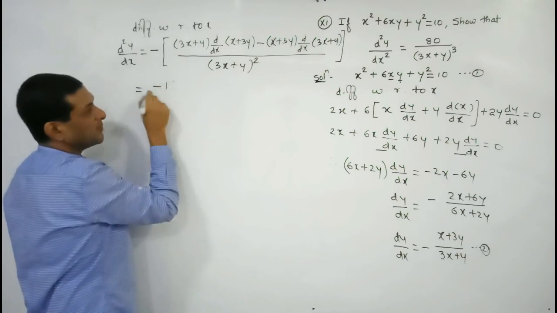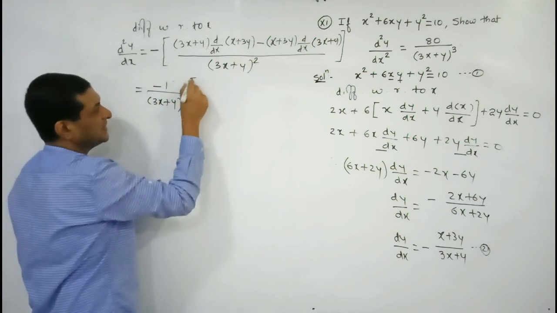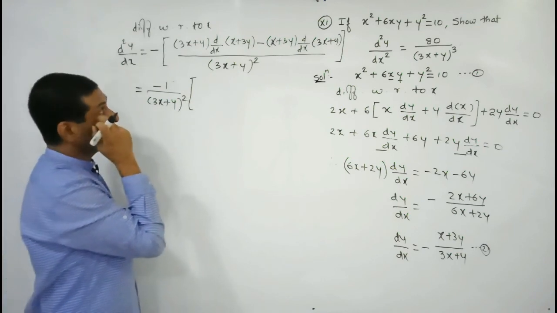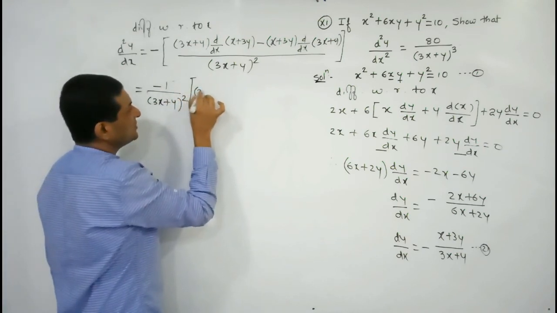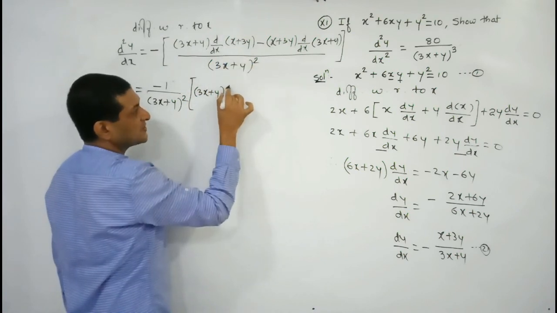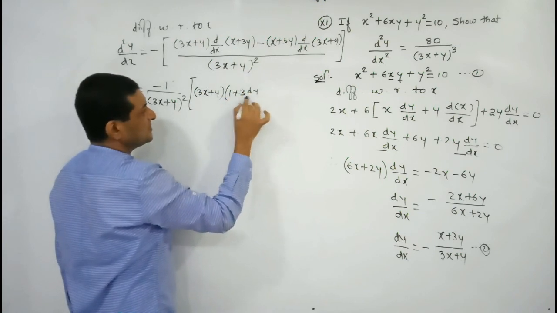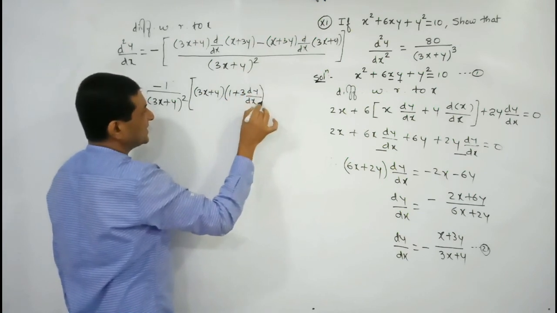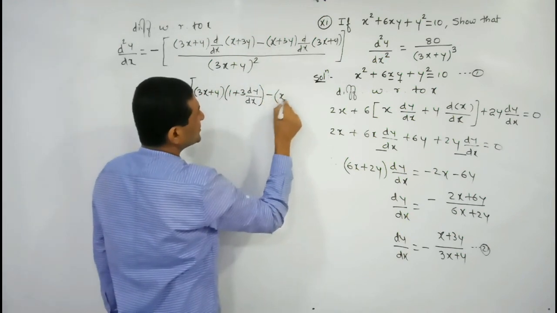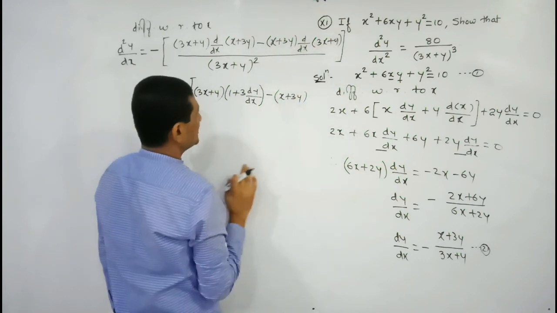Minus 1 upon (3x plus y) whole square. This denominator we have taken to one side so that we are able to simplify it. So here we will get 3x plus y, isn't it? Now here the derivative of x is what? 1, and 3 as it is, the derivative of y is dy by dx. Okay. Now here minus (x plus 3y), keep it as it is. Now we are finding its differentiation.